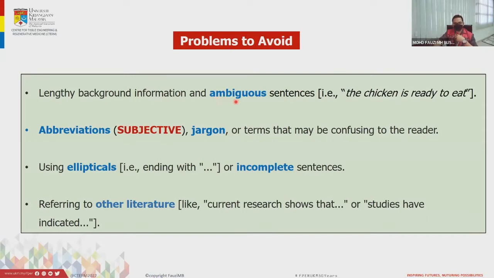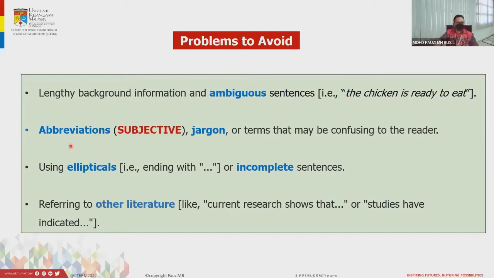Avoid ambiguous sentences. This one is just an example, a sentence that may be understandable in two ways: "The chicken is ready to eat." What do you understand from that? The chicken itself is ready to go and eat, right? Or the chicken is already prepared for us to eat. Try to avoid this kind of sentence in the abstract.